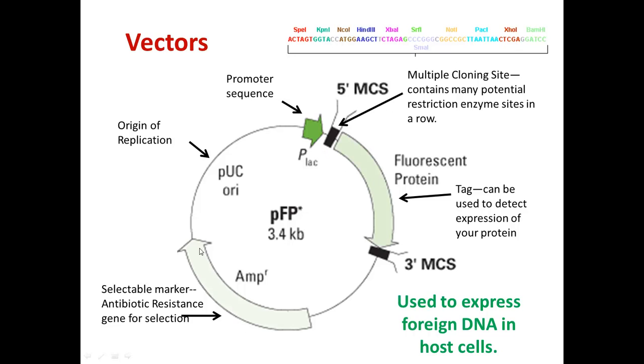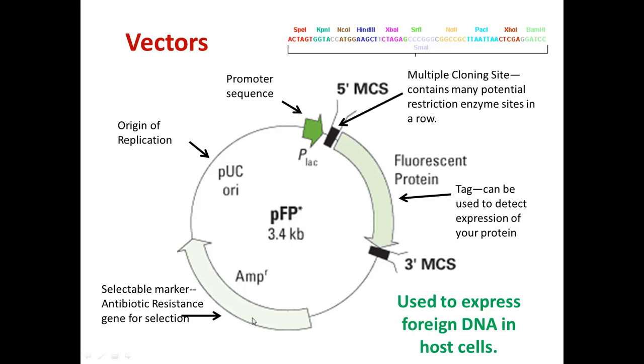So finally, our last important piece of the vector is a selectable marker. This selectable marker allows us to identify host cells that have taken up our plasmid. So many times the selectable marker is in the form of antibiotic resistance in the case of bacteria, or sometimes in other organisms it can also be different nutritional markers that allow the cells to grow under specific nutritional conditions. But this is used to select those cells that actually took up your foreign DNA.